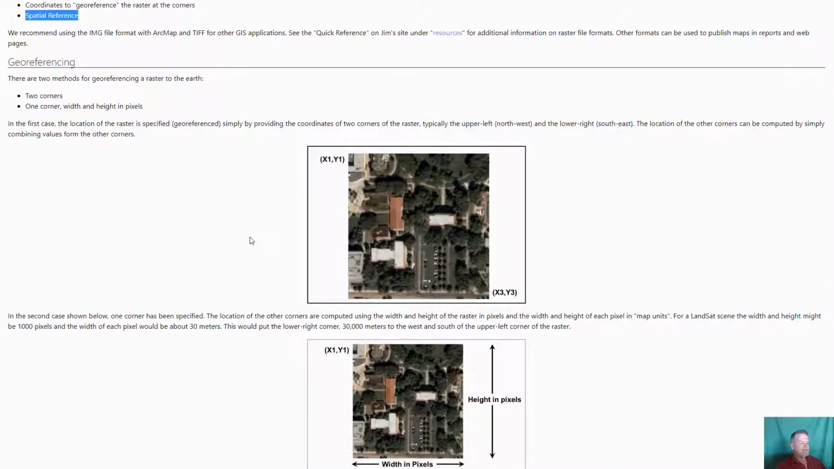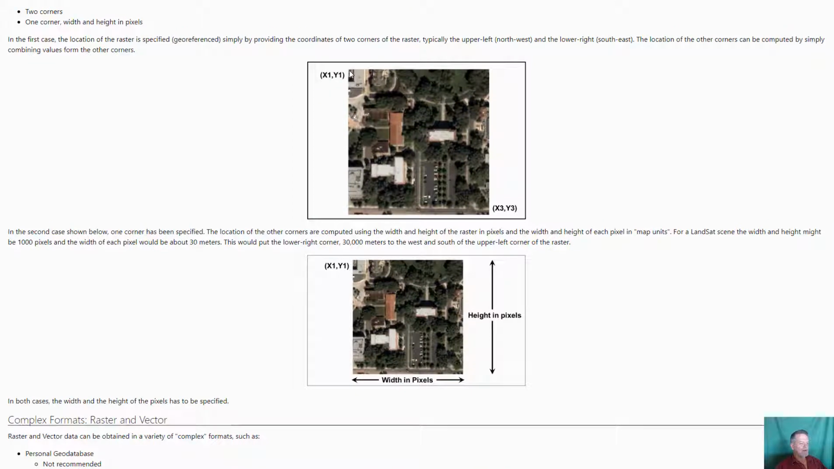Okay, and there's 2 ways of doing that. One is to specify typically the upper left and lower right corners of the raster. The other one is to specify the upper left and then the width and the height of pixels. So if you have the width and height of the pixels and then you have the number of pixels vertically and horizontally, then you can compute how large this image is on the earth. Okay, so there's different ways of doing that.